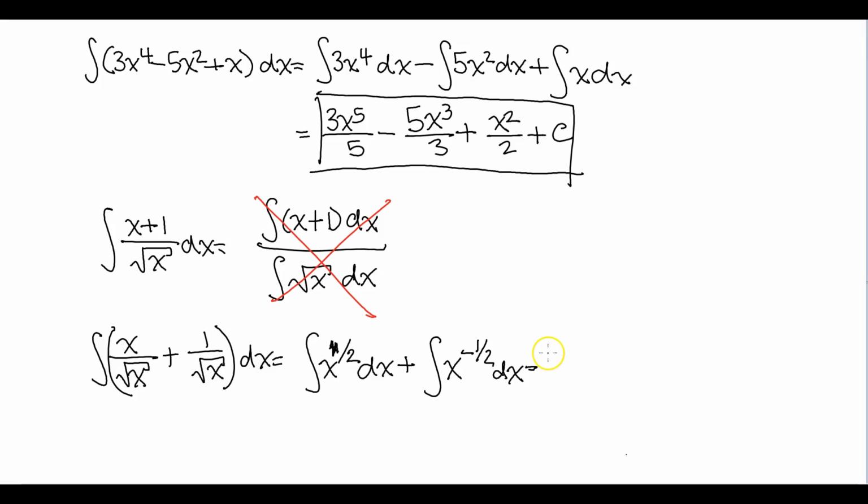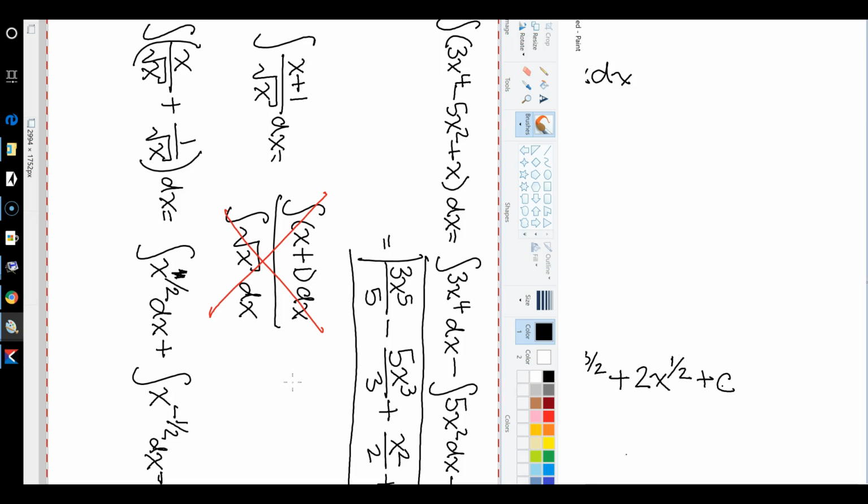If you integrate this, you get 2/3, that's 1 over 3/2, because 1/2 plus 1 is 3/2, times x to the 3/2 power, plus x to the 1/2 times 2, because 1 over 1/2 is 2. Remember, we're just applying the power rule here. And this is our answer. You can turn it into a radical form if you want.